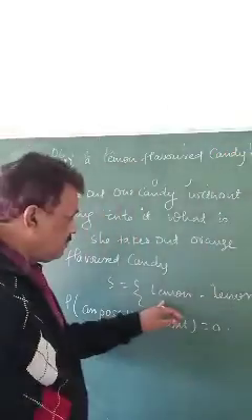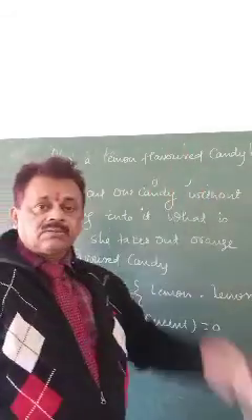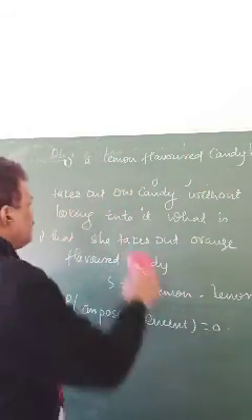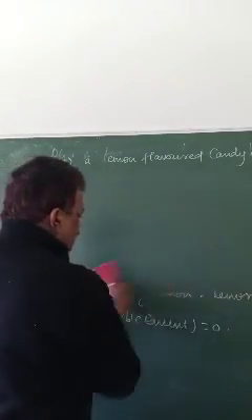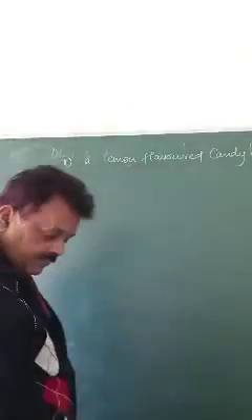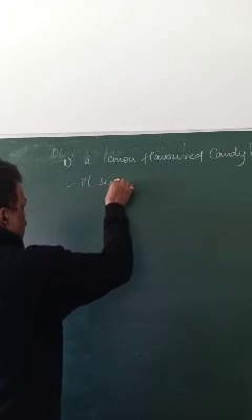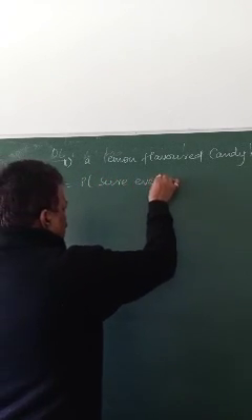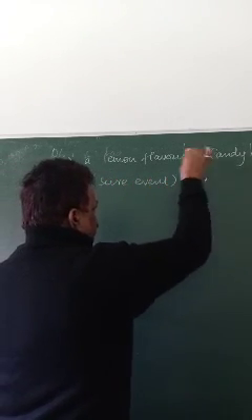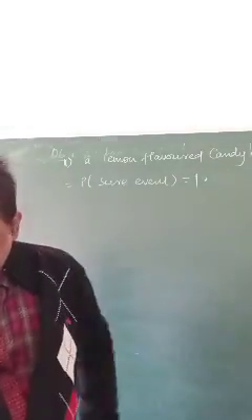So from a lemon candy, always lemon will come out. That means this is a sure event. This is called a sure event. So the probability of a sure event is 1. Okay, simple questions.